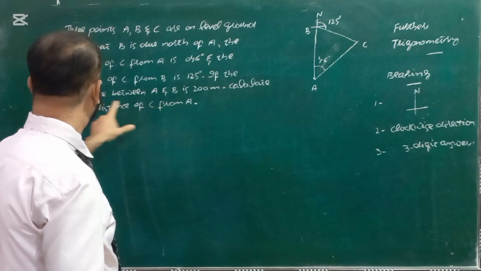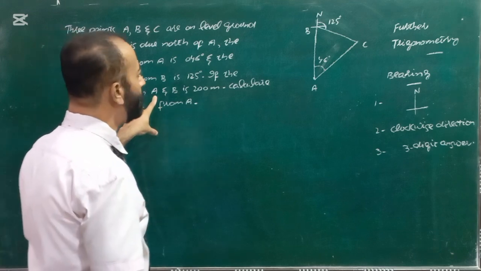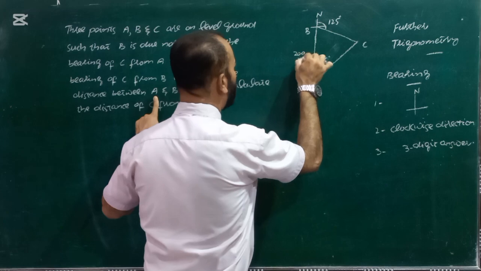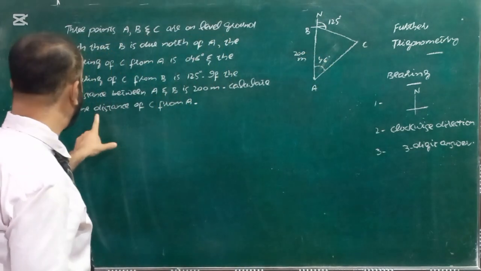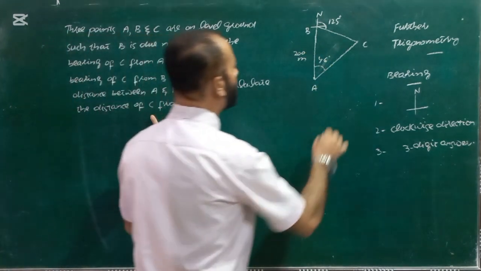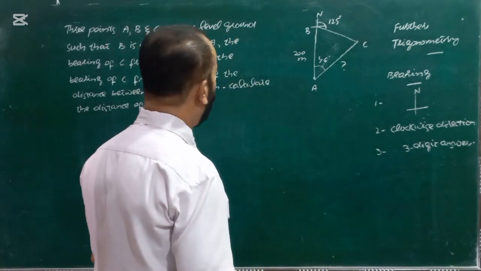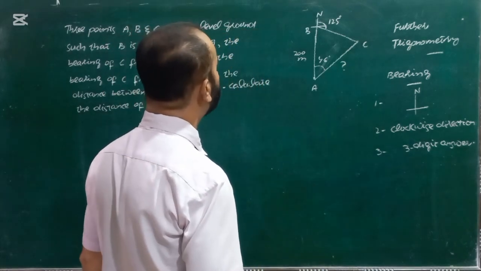Okay. If the distance between A and B is 200 meters, the requirement is to calculate the distance of C from A. So this thing is required.